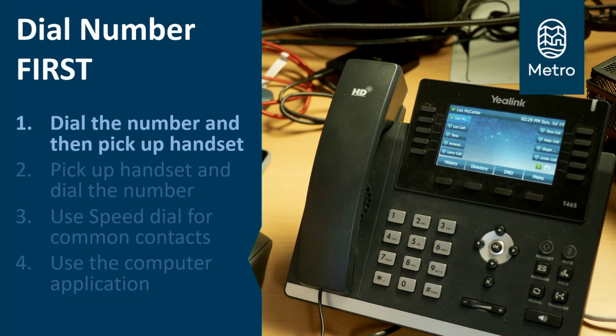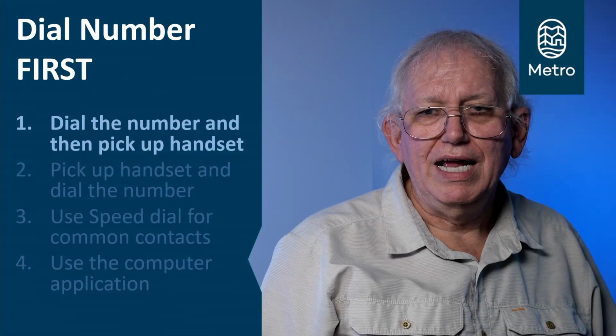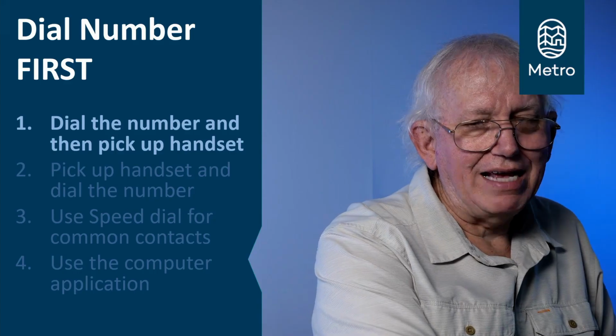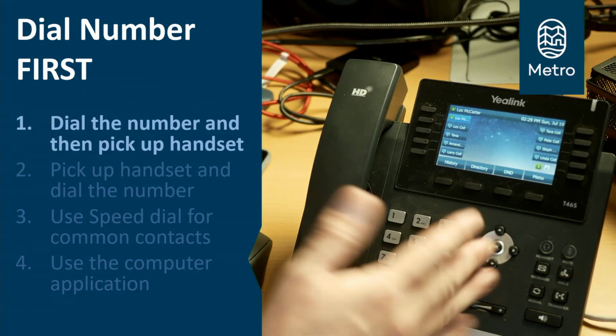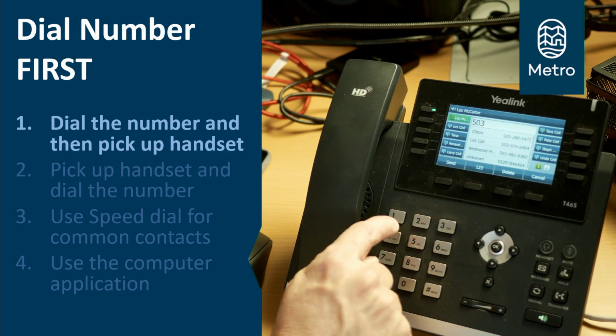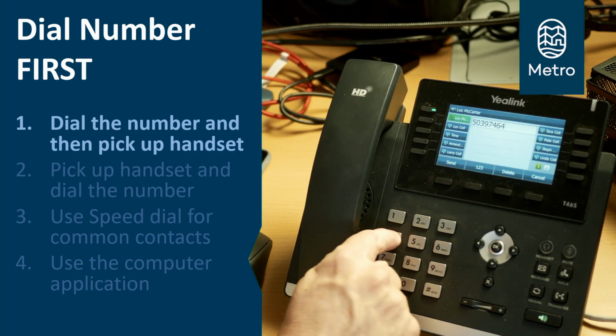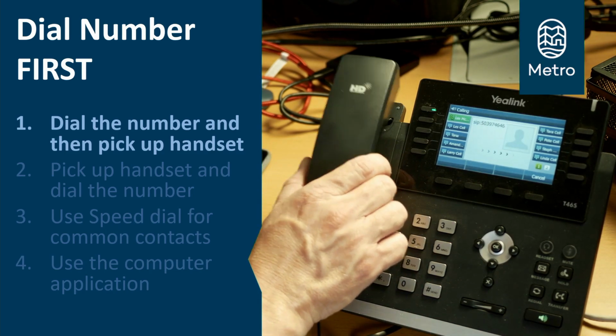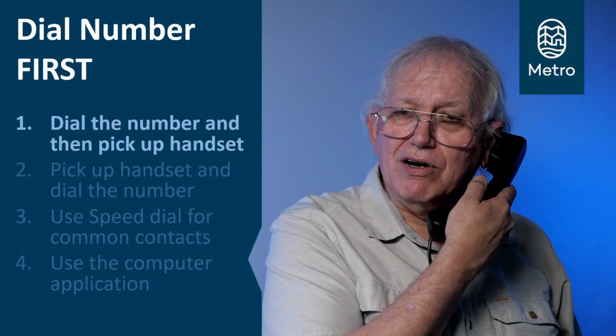Here's our Cisco phone. Here's our user. And what we're going to do is dial the number and then pick up the handset. How's that going to work? I can just go straight here. So you see the handset's on. I'll dial the number. And if I wait, it's going to start ringing off the speakerphone, or I can pick up the handset and make the call in this fashion.